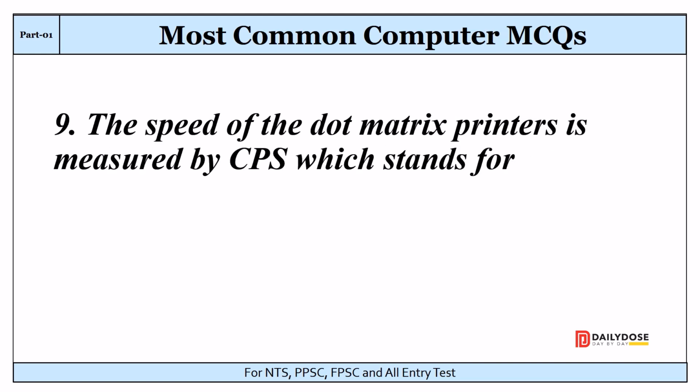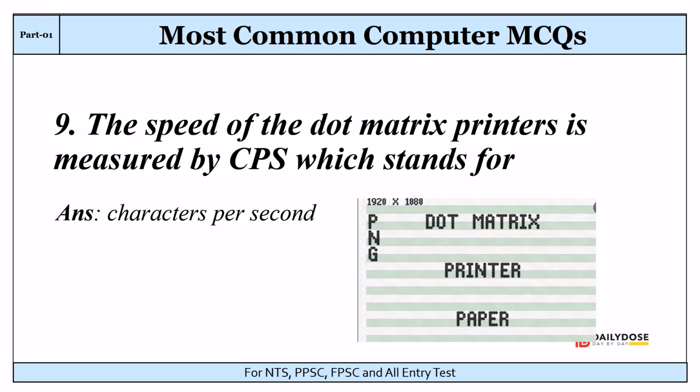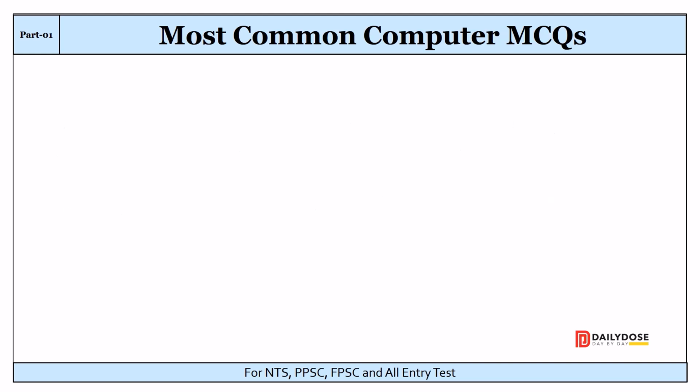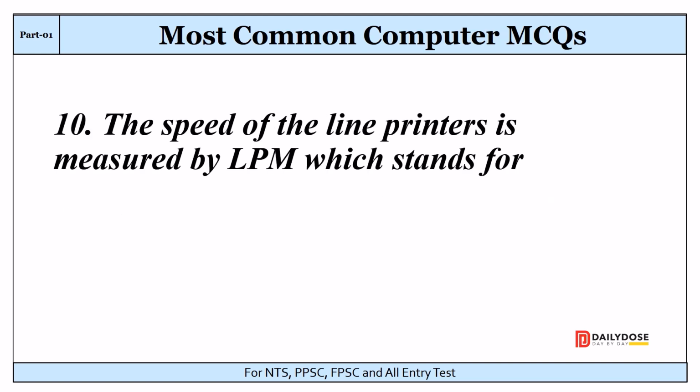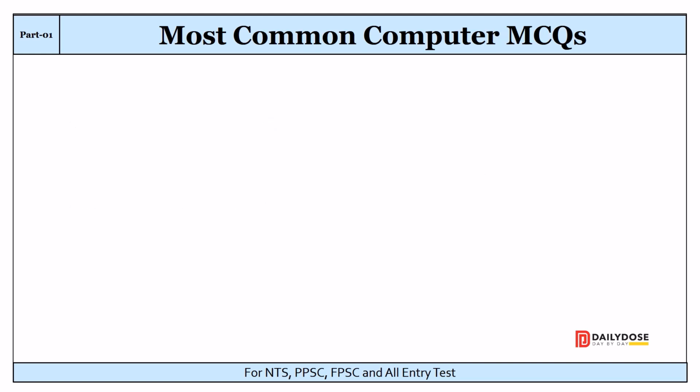The speed of the dot matrix printer is measured by CPS, which stands for characters per second. And this figure shows a sample of a CPS dot matrix printer. The speed of line printers is measured by LPM, which stands for lines per minute.